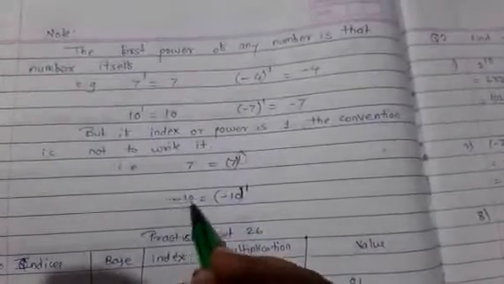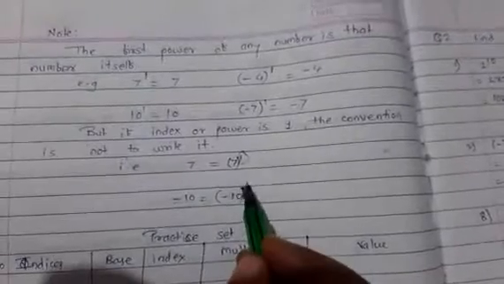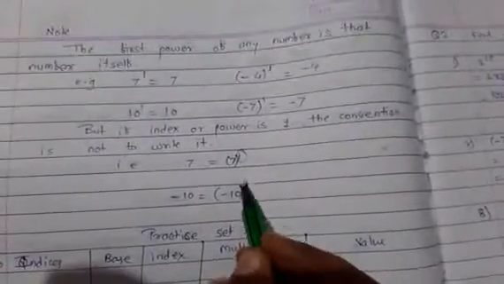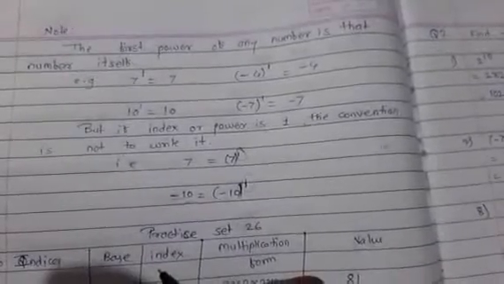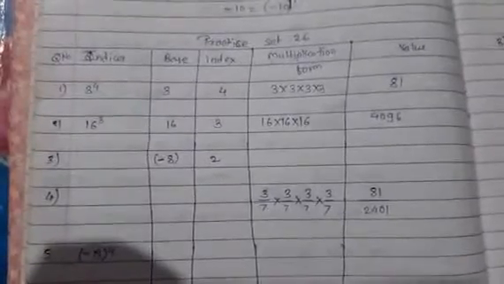For example, when the number is simply written as minus 10, it also indicates that its power is 1. So whenever the index is 1, it's a convention that we are not writing it. Now we will move towards practice set 26.